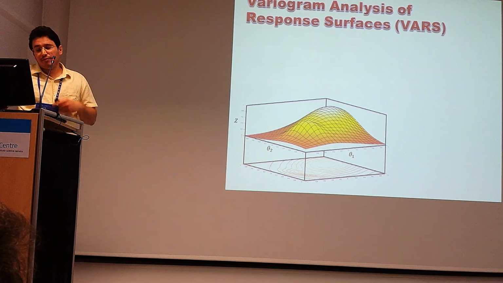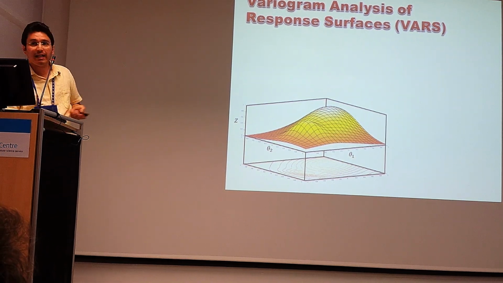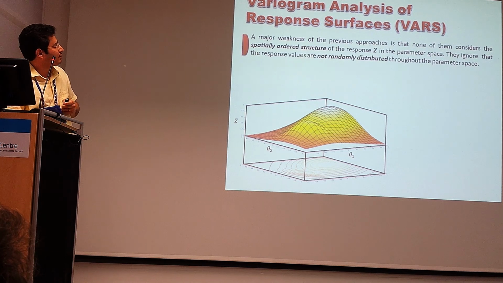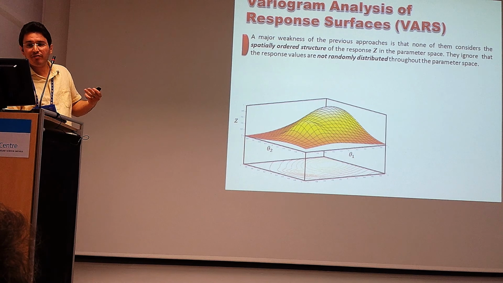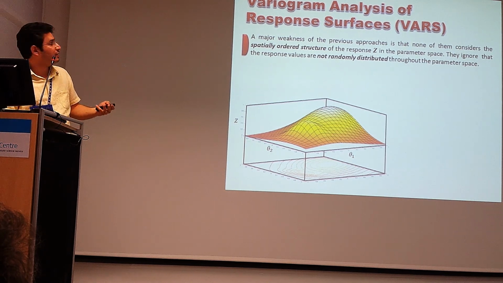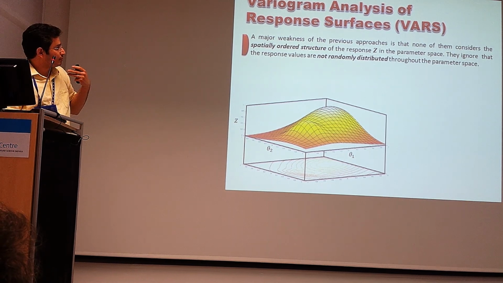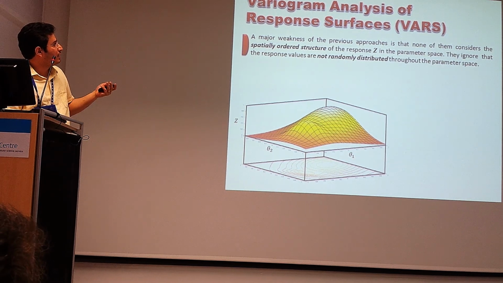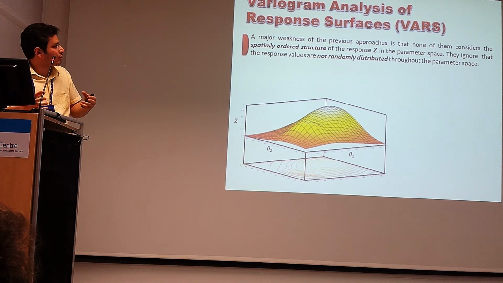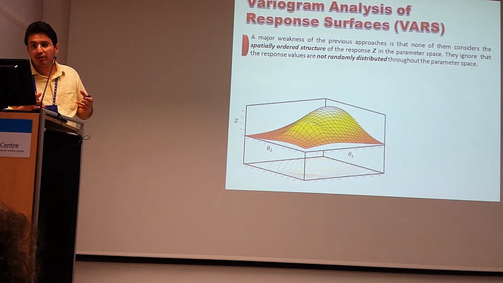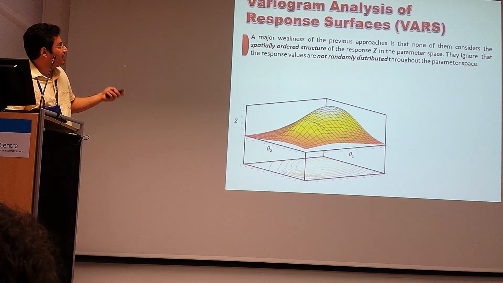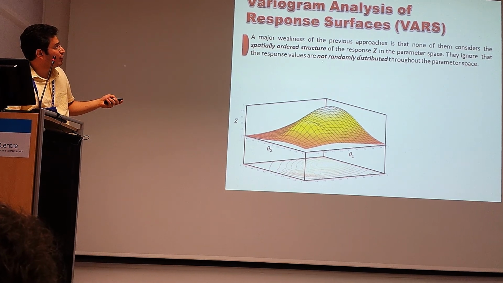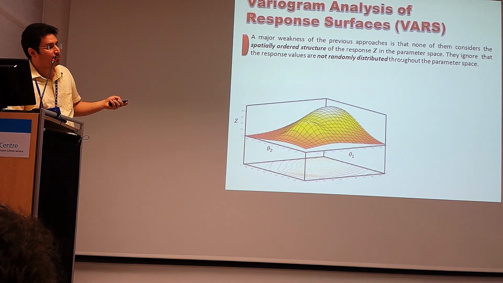So here is VARS. VARS stands for Variogram Analysis of Response Surfaces. What I tried to say in the previous slide is that a major weakness of the previous approaches is that none of them considers or takes into account the spatially ordered structure of the response, the Z value, in the parameter space. In other words, they ignore the fact that the response values are not randomly distributed through the parameter space.